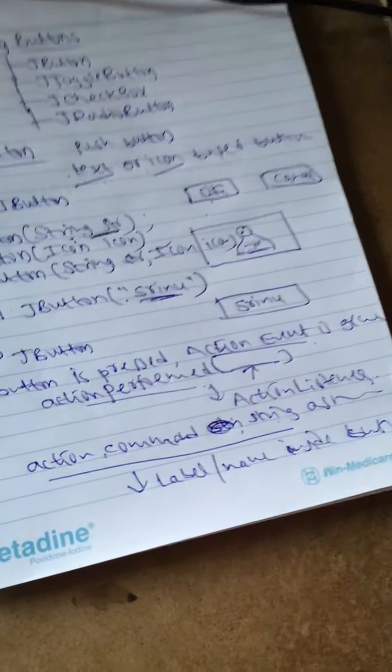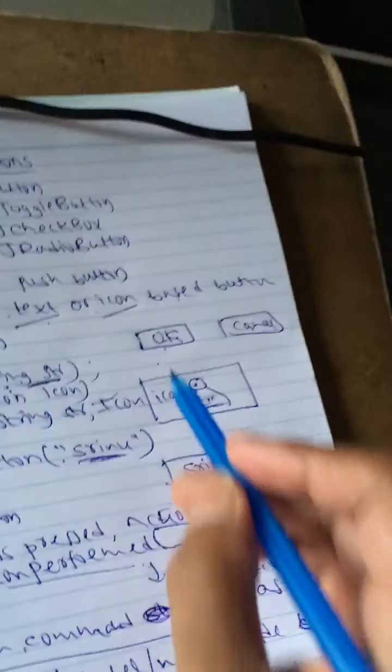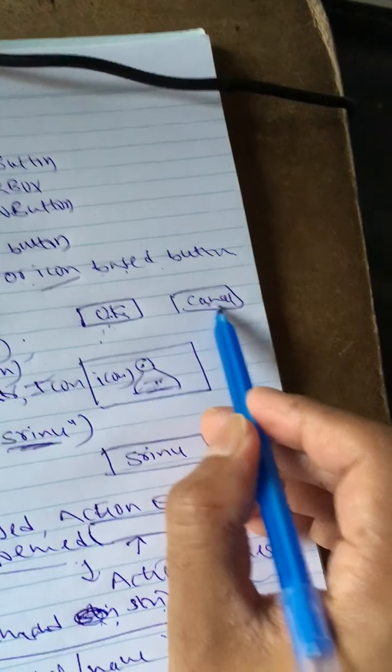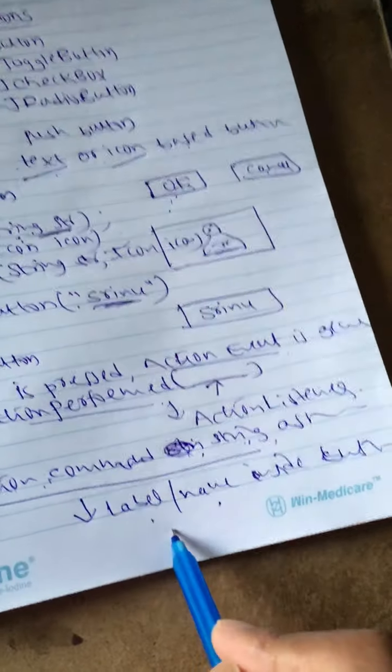Here we saw OK. OK is the label or name, so this OK is the action command string. Cancel is the name of this button, and this Cancel is the action command string.